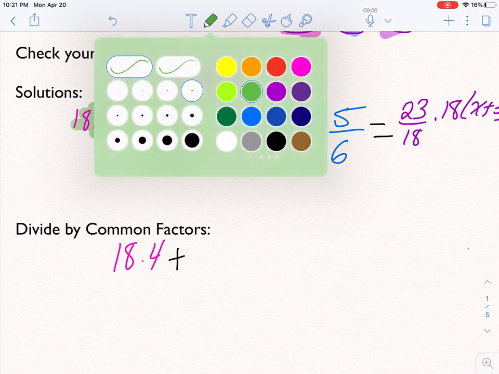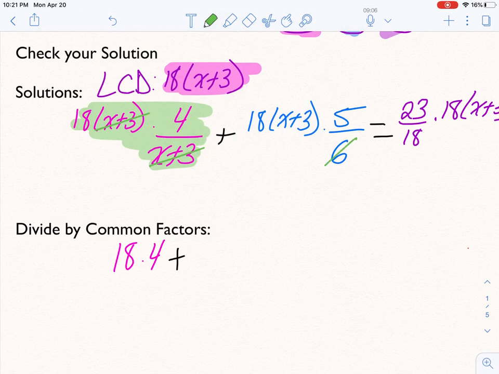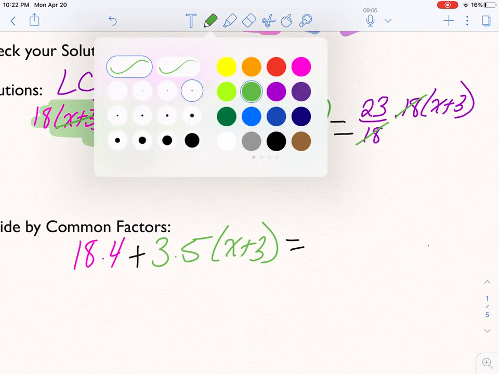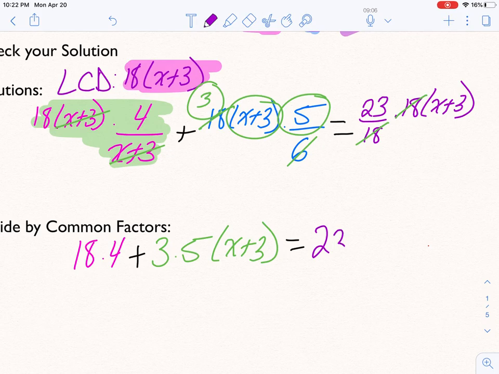In my blue spot, I've got a 6 in the denominator and an 18 up top. Well, 6 goes into 18 3 times, which leaves me with 3 times 5 times x plus 3. And then last but not least, in my spot over here, my 18s will cancel, and I'm left with 23 times x plus 3. Alright, so now when I look at this equation, all my denominators are gone, which again is the whole point of trying to clear my denominators.